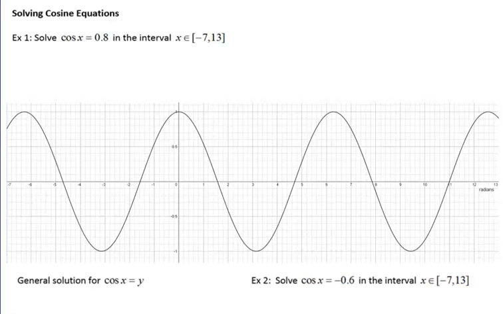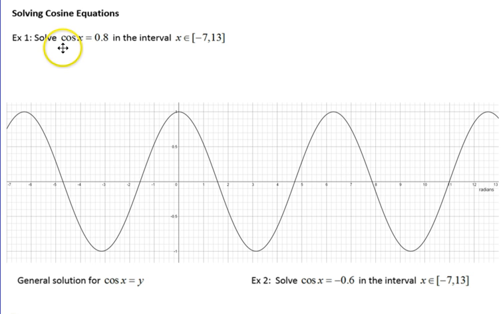In this video, I'm going to talk about how to find the general solution of a cosine equation. First of all, we have this equation, cosine x equals 0.8. I want to solve this equation in the interval where x is between -7 and 13. You can see on the graph that my left-hand value for my x-axis is -7 and my right is 13. So I want to find all the solutions that show on this graph.